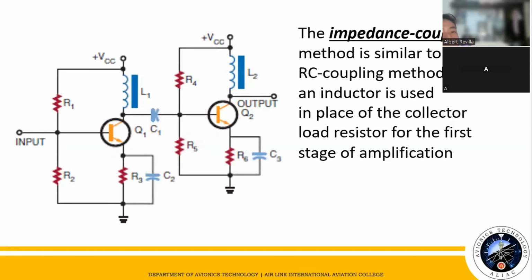So the impedance coupling method is similar to the RC coupling method, but an inductor is used in place of the collector load resistor for the first stage of amplification. So impedance coupling works just like RC coupling. The advantage is that the inductor has very low DC resistance across the winding. Here. So the AC output signal is developed across the inductor, just across the load resistor.